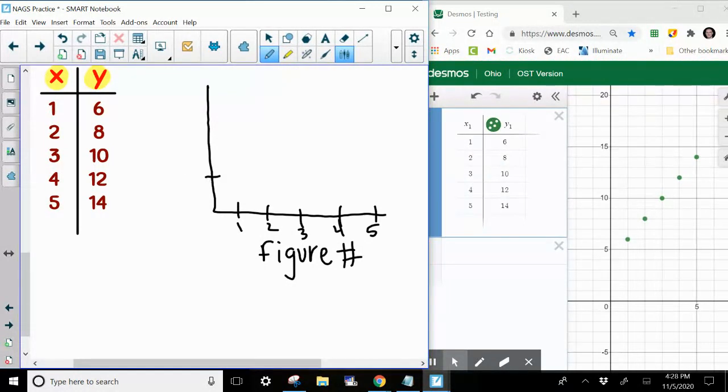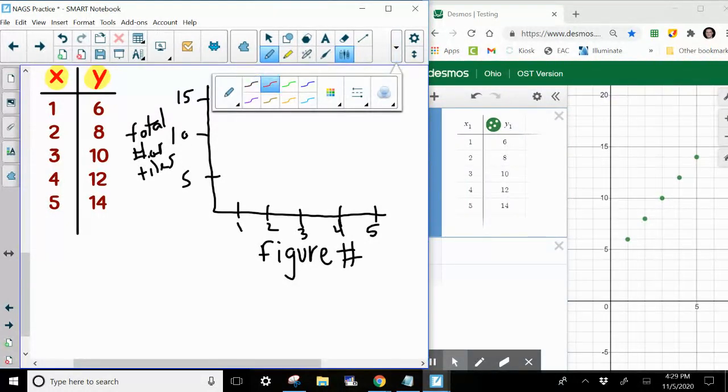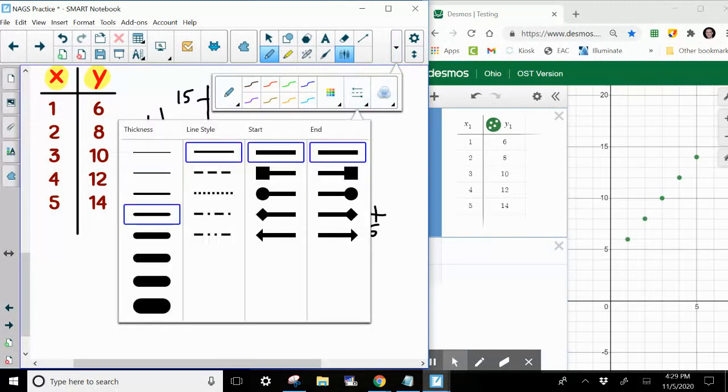I'm going to go 5, 10, and 15. And over here, remember, we always have to label, which is why I put a figure number on there. But this is going to be the total number of tiles. Okay, I'm sorry that does not look too good with my writing. And then from there, I'm going to plot my points.